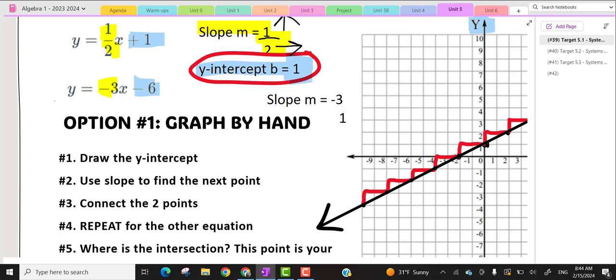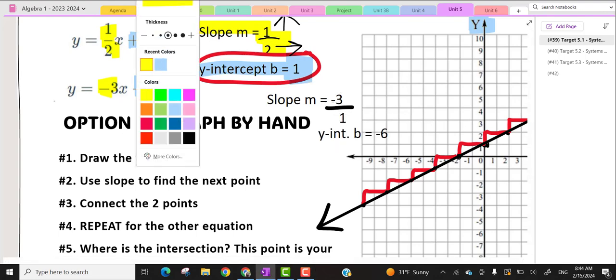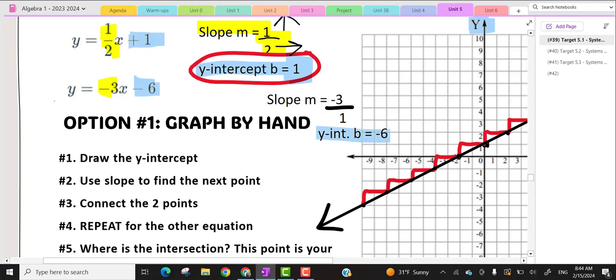Okay, and then we're going to draw the line. So it's -3 over 1. So slope is -3 sobre 1. All right. The y-intercept is -6. -6. So that is your first point on the graph, so that's what you need to circle. So este es tu primer punto en la gráfica, so necesitas dibujar un círculo.